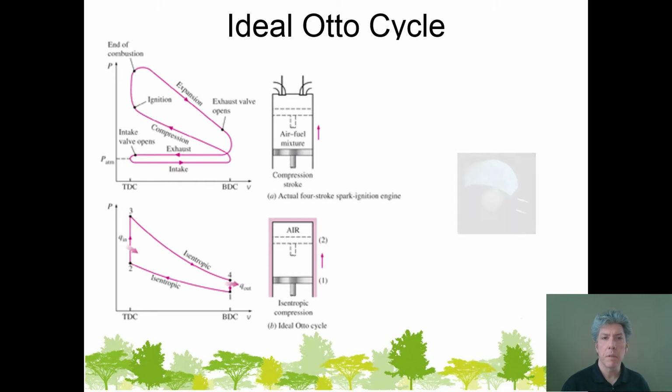So let's continue and let's go from the real piston cylinder device to an idealized version of it. We're going to start on the compression portion of the real PV diagram up at the top.